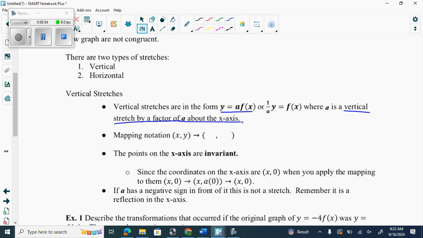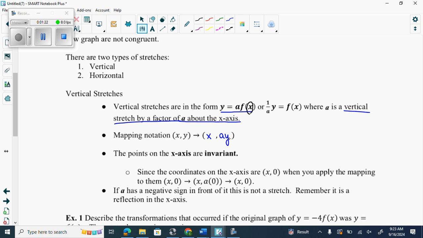You can't write something like stretch, axis, factor of 2, you guys write the craziest things. It has to be in that order. Vertical stretch by a factor of a about the x-axis. So if it's sitting in front here, it's multiplying. Is there anything happening to our x currently? No, so our x stays x, and our y gets multiplied by a. So we get ay. That's it.